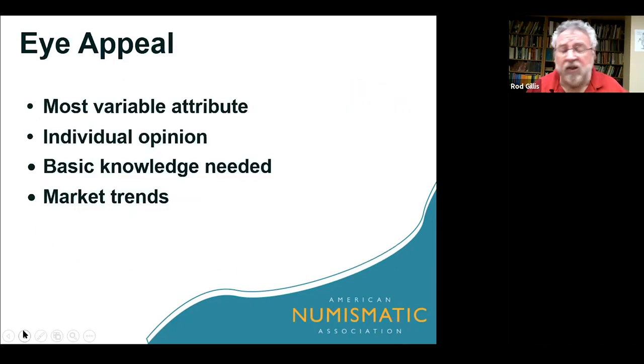Eye appeal. Okay, so we're in the final part. It's the most variable attribute. Really, eye appeal is individual opinion. But again, you need to understand that eye appeal is made by, number one, the marks or lack of marks, the strength of strike, and the amount of luster. Eye appeal is often subject to market trends.